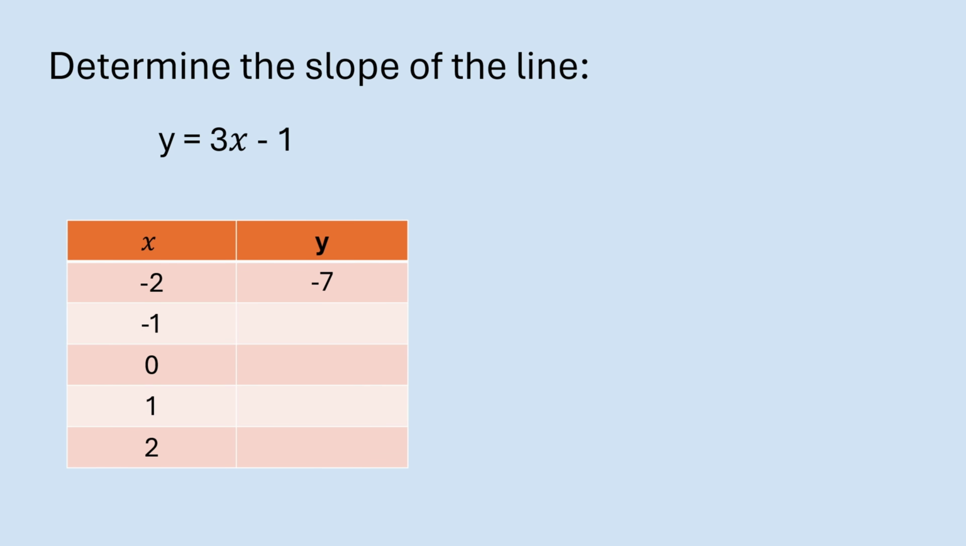x = -2 gives y = -6 - 1 = -7. x = -1 gives y = -3 - 1 = -4. x = 0 gives y = -1. x = 1 gives y = 3 - 1 = 2. x = 2 gives y = 6 - 1 = 5.